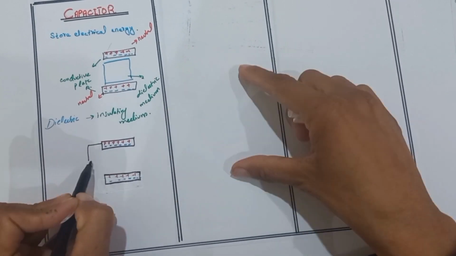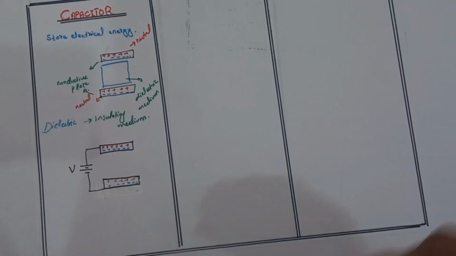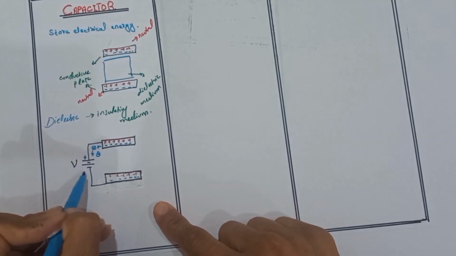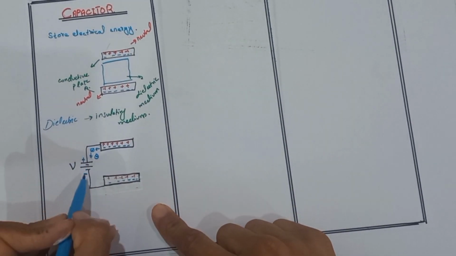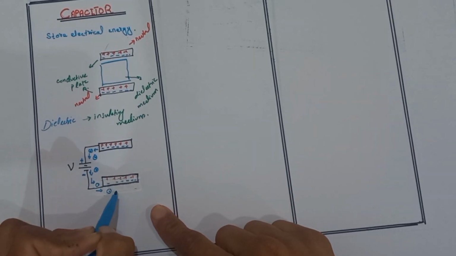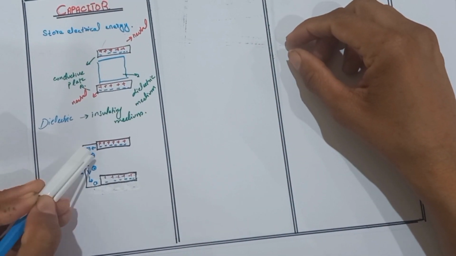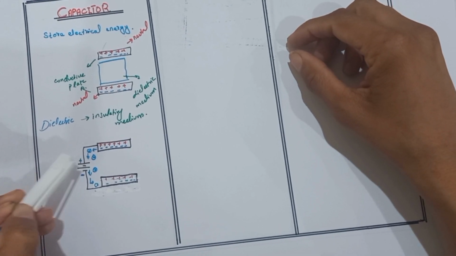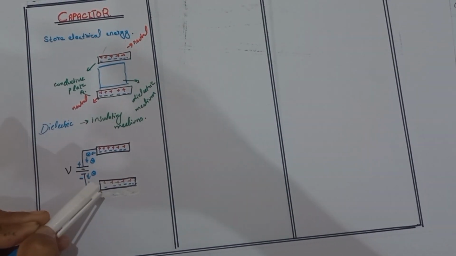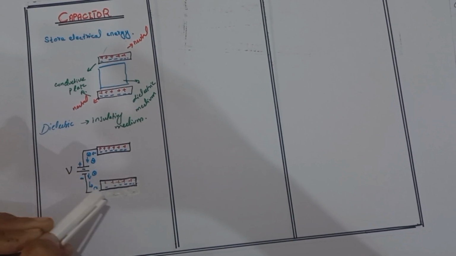When the voltage is applied across these conducting plates, then from the top plate of the conducting plates, the electrons are attracted toward this positive terminal of the battery. And through this negative terminal of the battery, electrons are attracted toward the bottom plate of the capacitor. So when we apply voltage across the conducting plates, the electrons flow from the top plate toward the battery, and then these electrons move to the bottom plate.